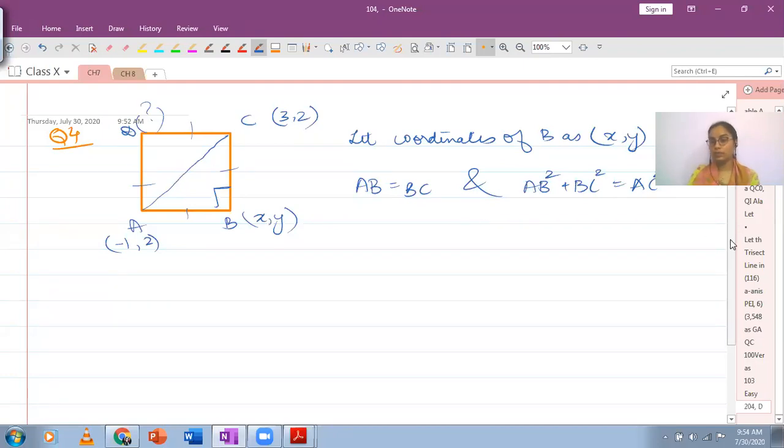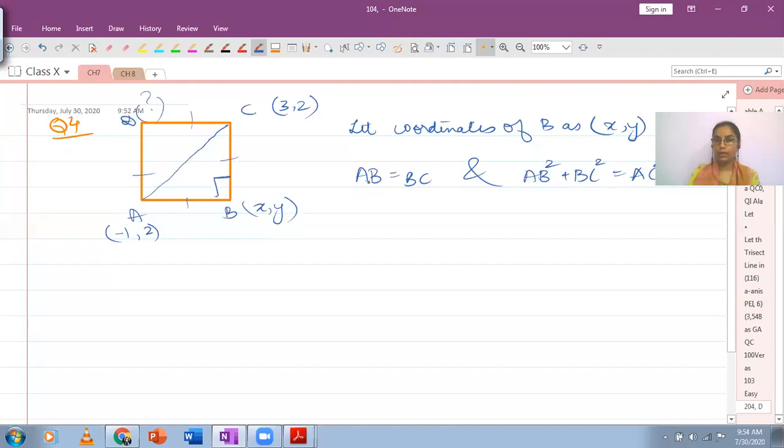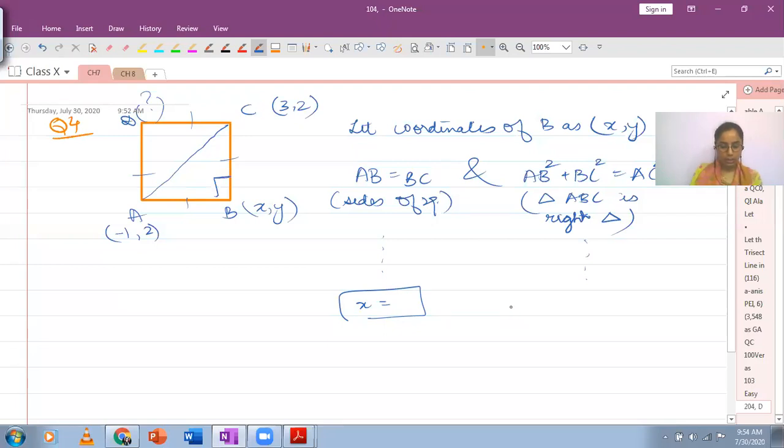I'll just give you the clues and I want you to solve these on your own. AB is equal to BC because these are sides of a square. And we have this relation because triangle ABC is a right angled triangle. And from the first one, I think you will be able to find out the value of x. This on simplification will give you the value of x. And over here, you will have an equation in y. This will give you y square minus 4y equals to 0. So from here, you get y into y minus 4 equals to 0.